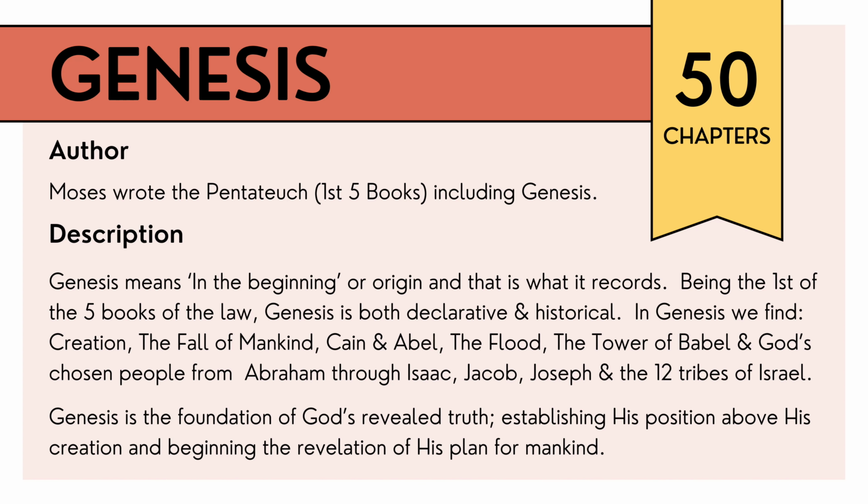The servant took 10 of his master's camels and departed, having a variety of good things of his master's with him. He arose and went to Mesopotamia, to the city of Nahor. He made the camels kneel down outside the city by the well of water at the time of evening, the time that women go out to draw water.